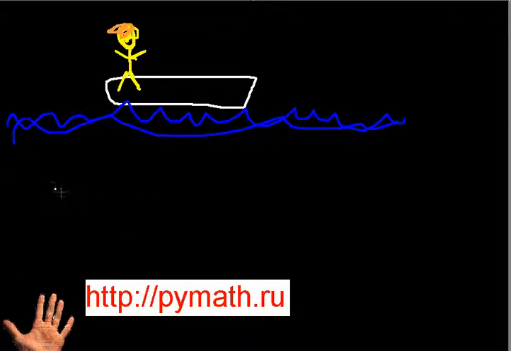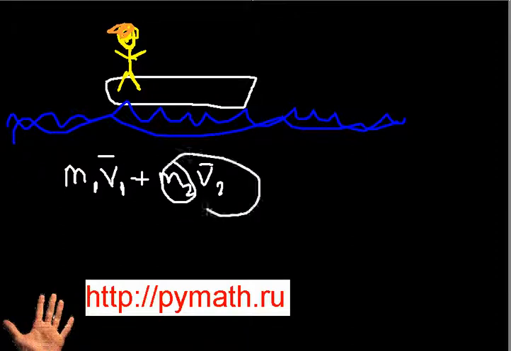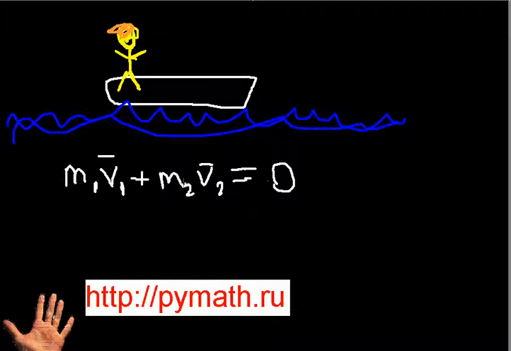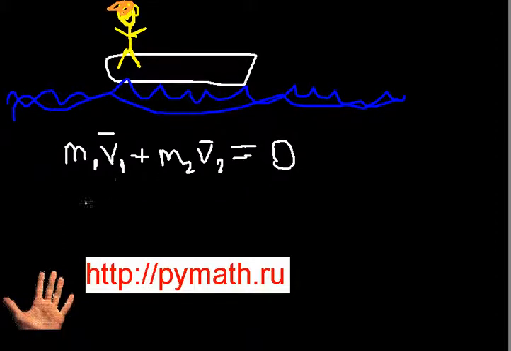Okay, and let's write the law of conservation of momentum. Our human has the mass m1 and he has the velocity v1, plus m2 v2, the mass and the velocity of our board, and it all equals 0 because we don't have any external forces, and we have an inertial system of coordinates.